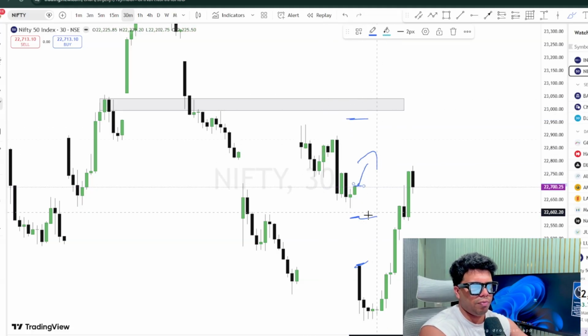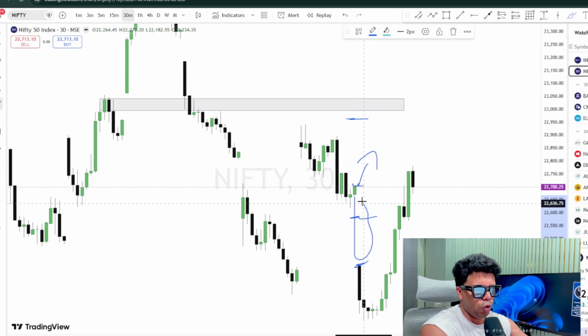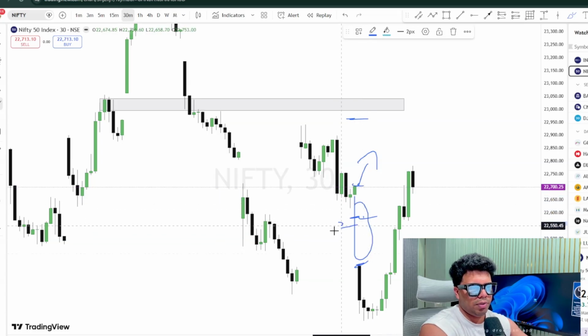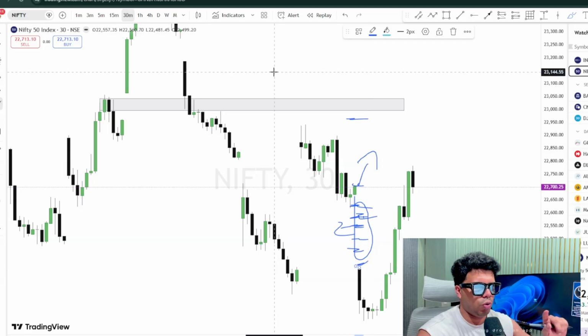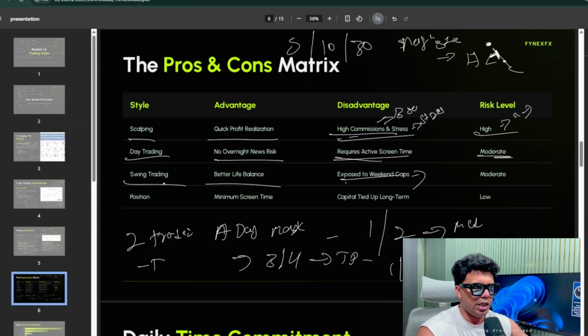See, your target can be anywhere in this chart. For example, if you enter from here, the next market open after creating this gap, right? You're not going to exit your positions after market close. Next market close here, so you're going to book big losses in trading. So that's the only negative I can see in swing trading.